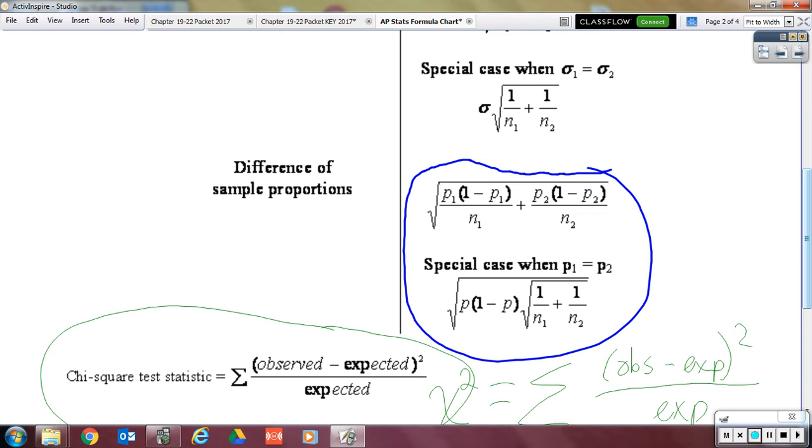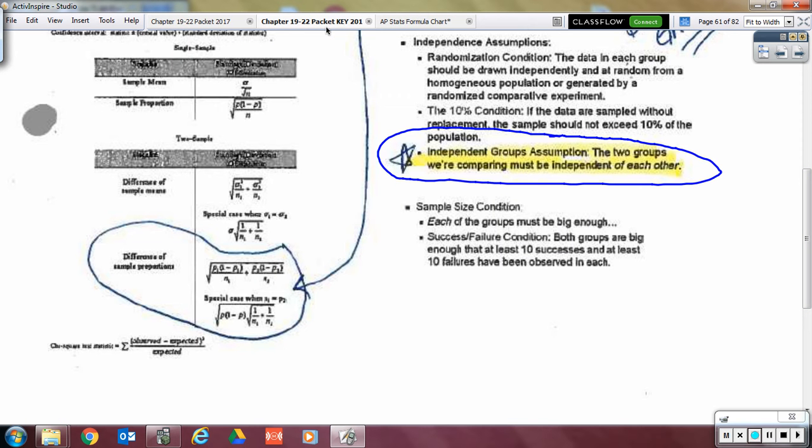But we actually won't do that very much. I'm not going to really have you compute the standard deviation for the two proportions hypothesis test by hand. I'm going to teach you how to do that in your calculator today. All right, so let's go ahead and move on.